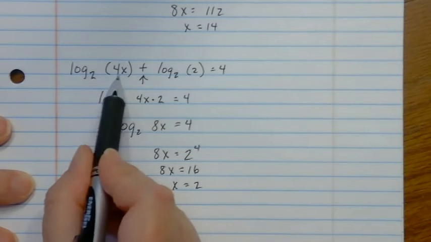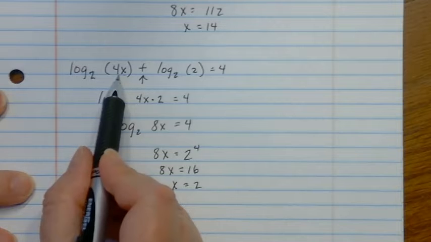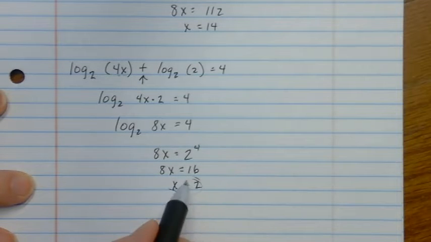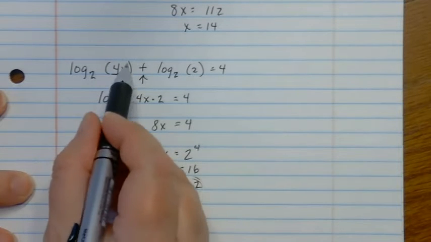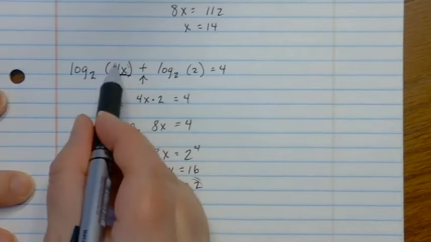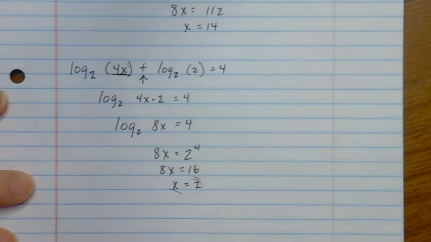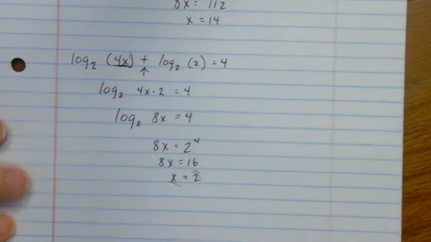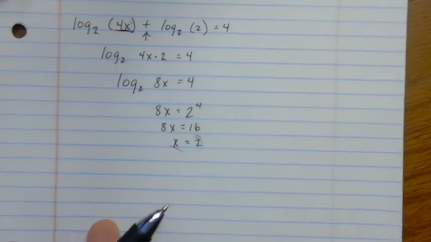If I put 2 in for x, I would get 8, and that's okay. If I ever put a number in here and this turns into a negative number, or 0, then I know that it does not work. Then it would be extraneous.